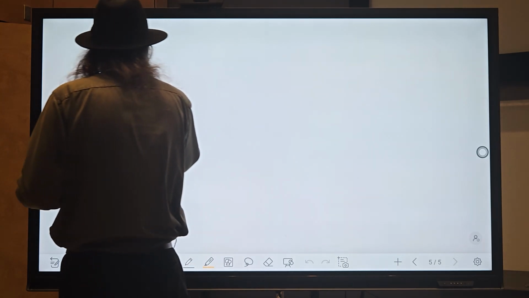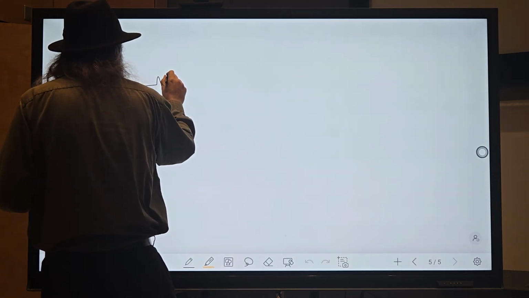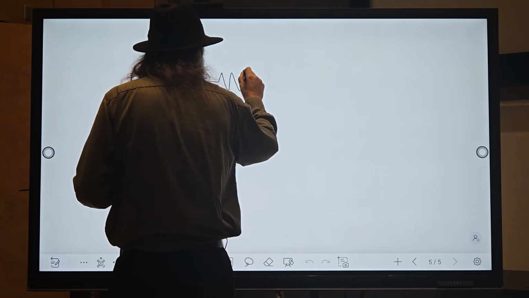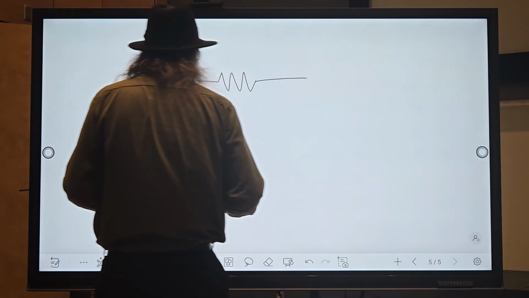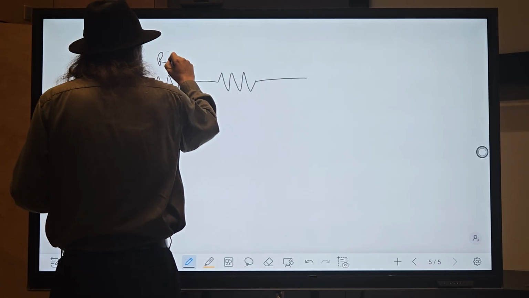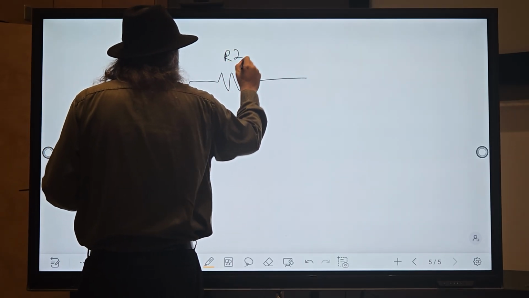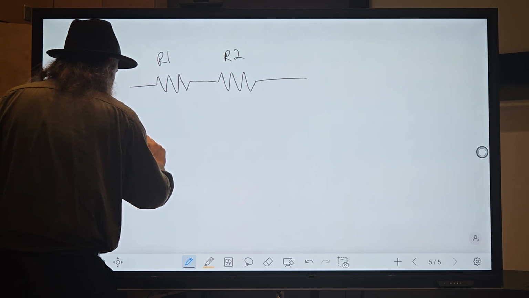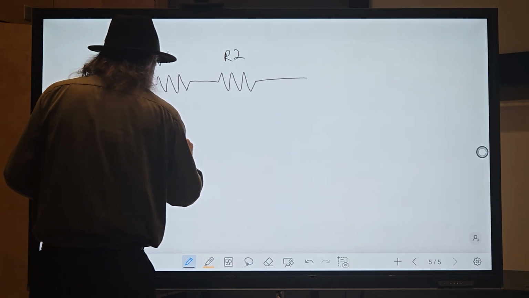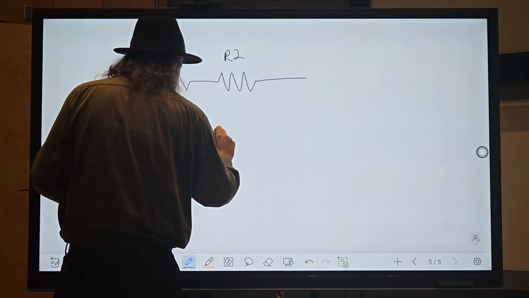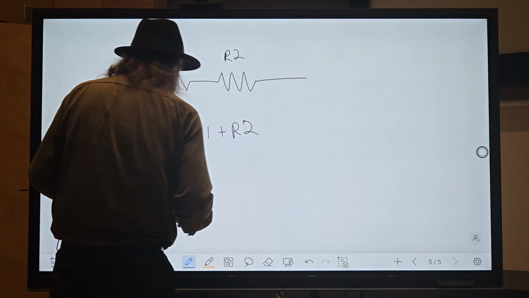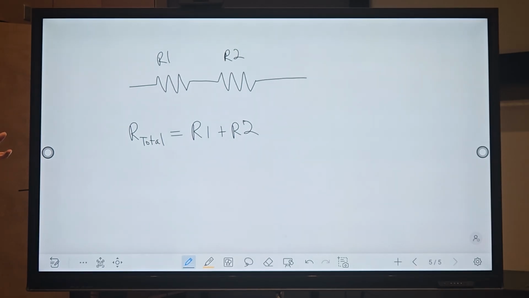Resistors in parallel and series. So say you have a resistor and another resistor, R1, R2. R total equals R1 plus R2. Pretty simple and straightforward. Yeah, what you would expect.